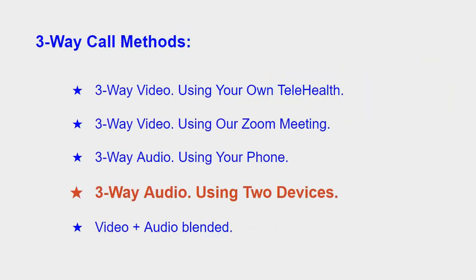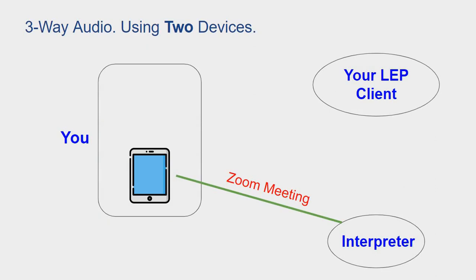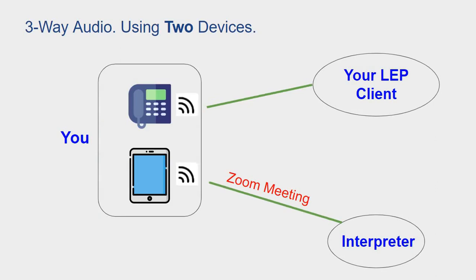Method number 4, three-way audio call, using two devices. To explain how it works, assume you are using an iPad for the Zoom meeting with the interpreter, and then you use a landline phone to call your LEP client. Put both your iPad and phone in speakerphone mode or hands-free mode.